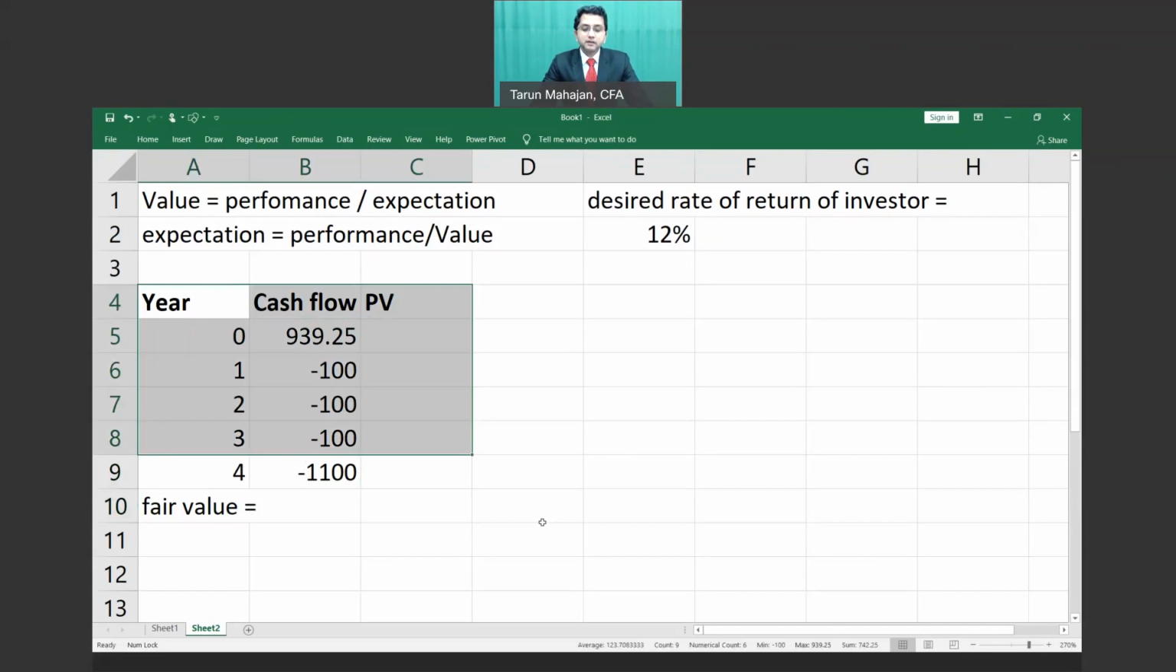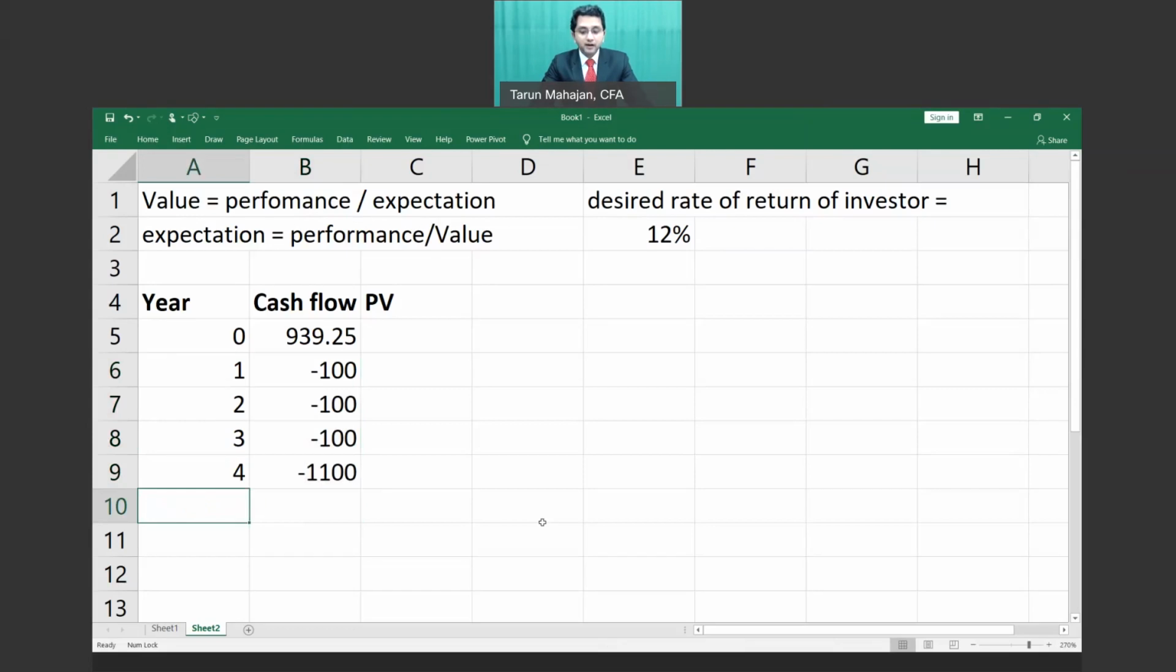So what does it mean? Look, this is very simple: I know the value, 939, and I know the performance, 100, 100 and 1100. So what is the expectation of the investor? If I want to find that out, that expectation will actually be my cost of capital also, because whatever they expect is returned to them, but it is a cost to me. Return to the investor is cost to the company.